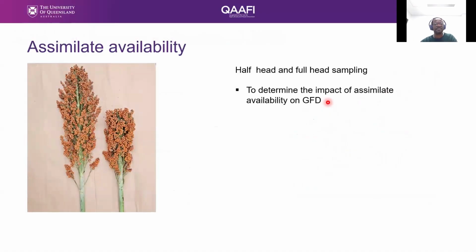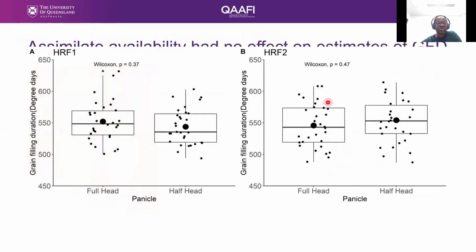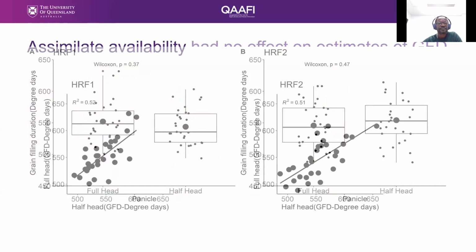When we looked at the assimilate availability, and this treatment was imposed at flowering, where one panicle was chopped into half to reduce the number of seeds and increase the assimilate availability for those seeds, we show that there was no difference between genotypes that were in the half head or the full head. So assimilate availability did not modify grain filling.